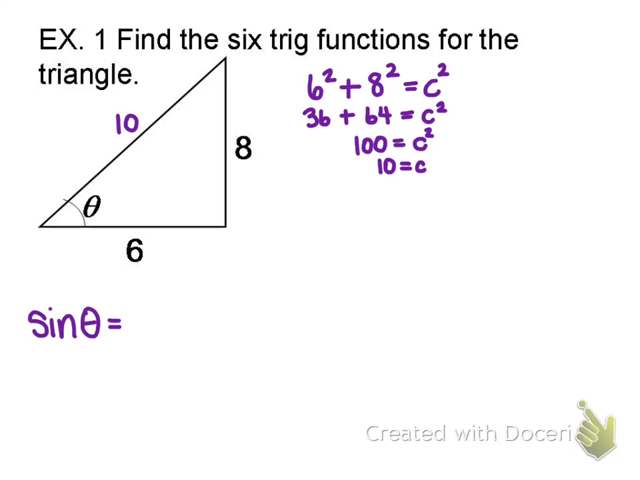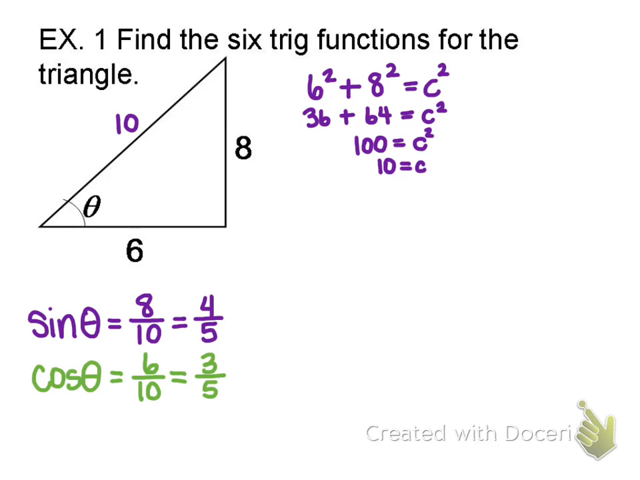So we're going to start with sine of our angle. Sine is opposite over hypotenuse. So that's going to be 8 over 10, which reduces to 4 over 5. Anytime you can reduce a fraction, go ahead and do so. Next will be the cosine of our triangle. Cosine is going to be the adjacent side over the hypotenuse. So that will be 6 over 10, which reduces to 3 over 5.